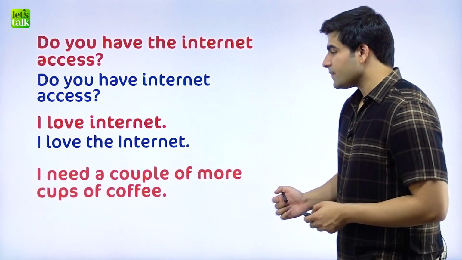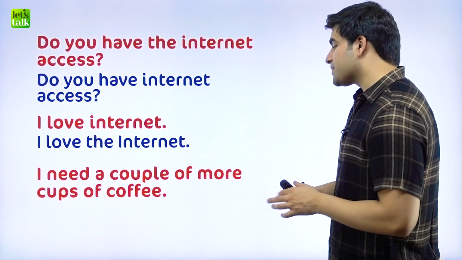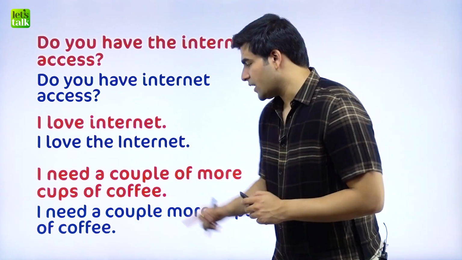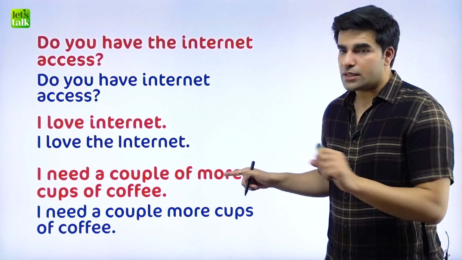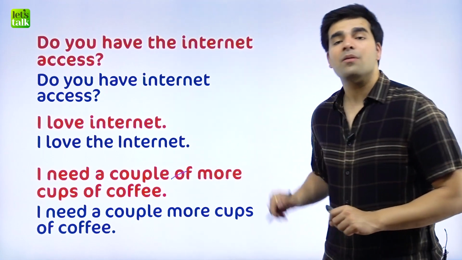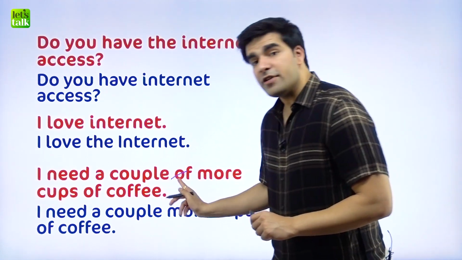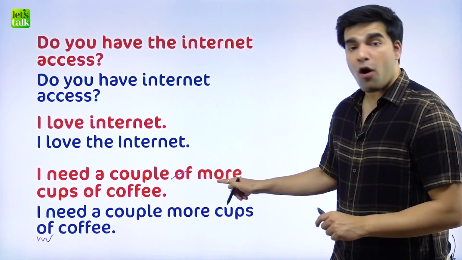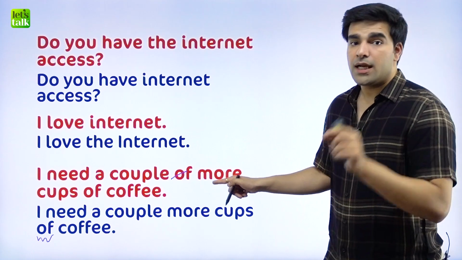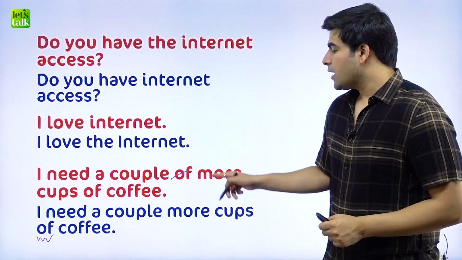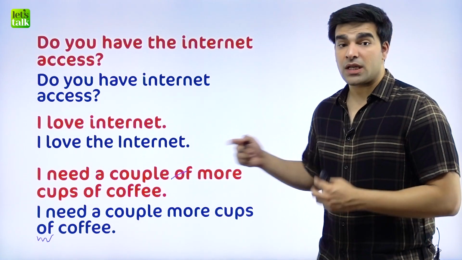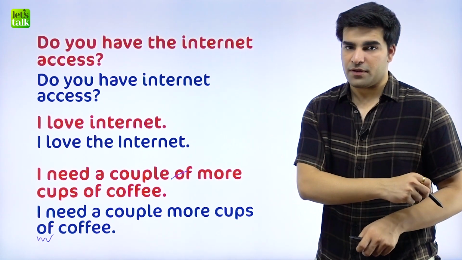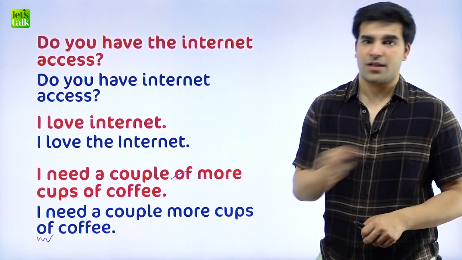So it is, I love the internet, the technology that allows us to connect with each other and find any information. Next, I need a couple of more cups of coffee. I need a couple more cups of coffee. In this case, couple of more omits and changes to couple more cups of. So the relevant of that we need in the sentence is already there. We don't need two offs, couple of more of. Couple more cups of coffee. A lot of times, because people are in the habit of using couple of, they end up using it here as well. So we say couple more cups of coffee, not couple of more of cups of coffee.